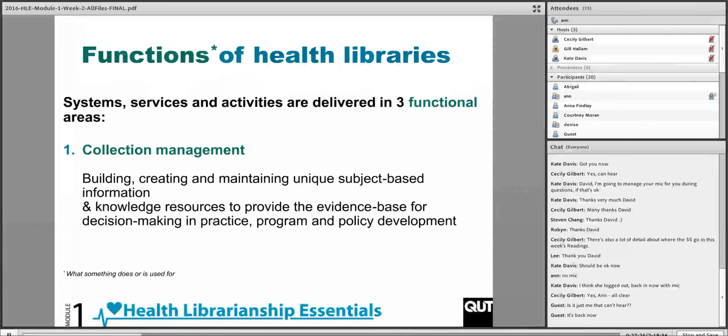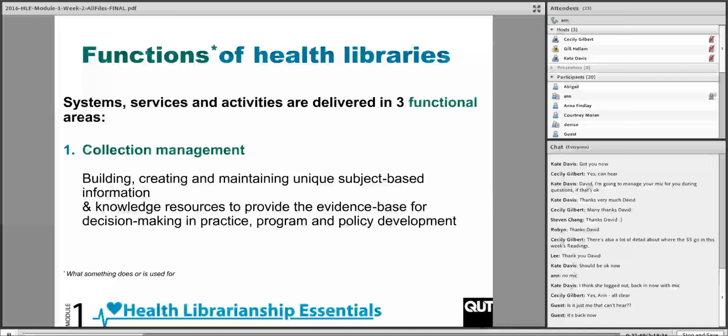So that's a bit about the responsibilities. The next bit is about the function. You can see the definition that I've used: a function is what something does or is used for. So the way health libraries deliver on their primary responsibility is how they deliver in three functional areas. They're delivering system services and activities in three functional areas.